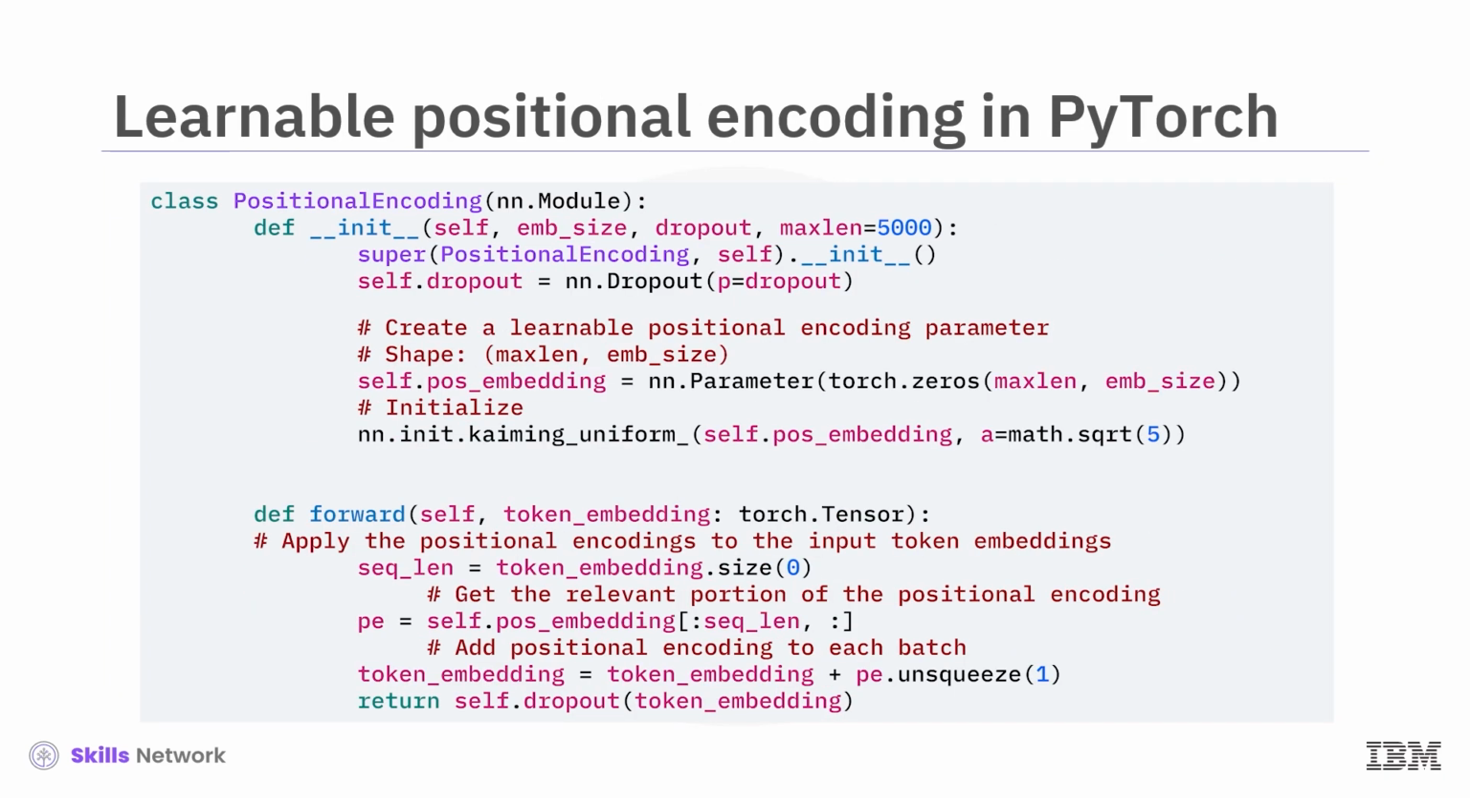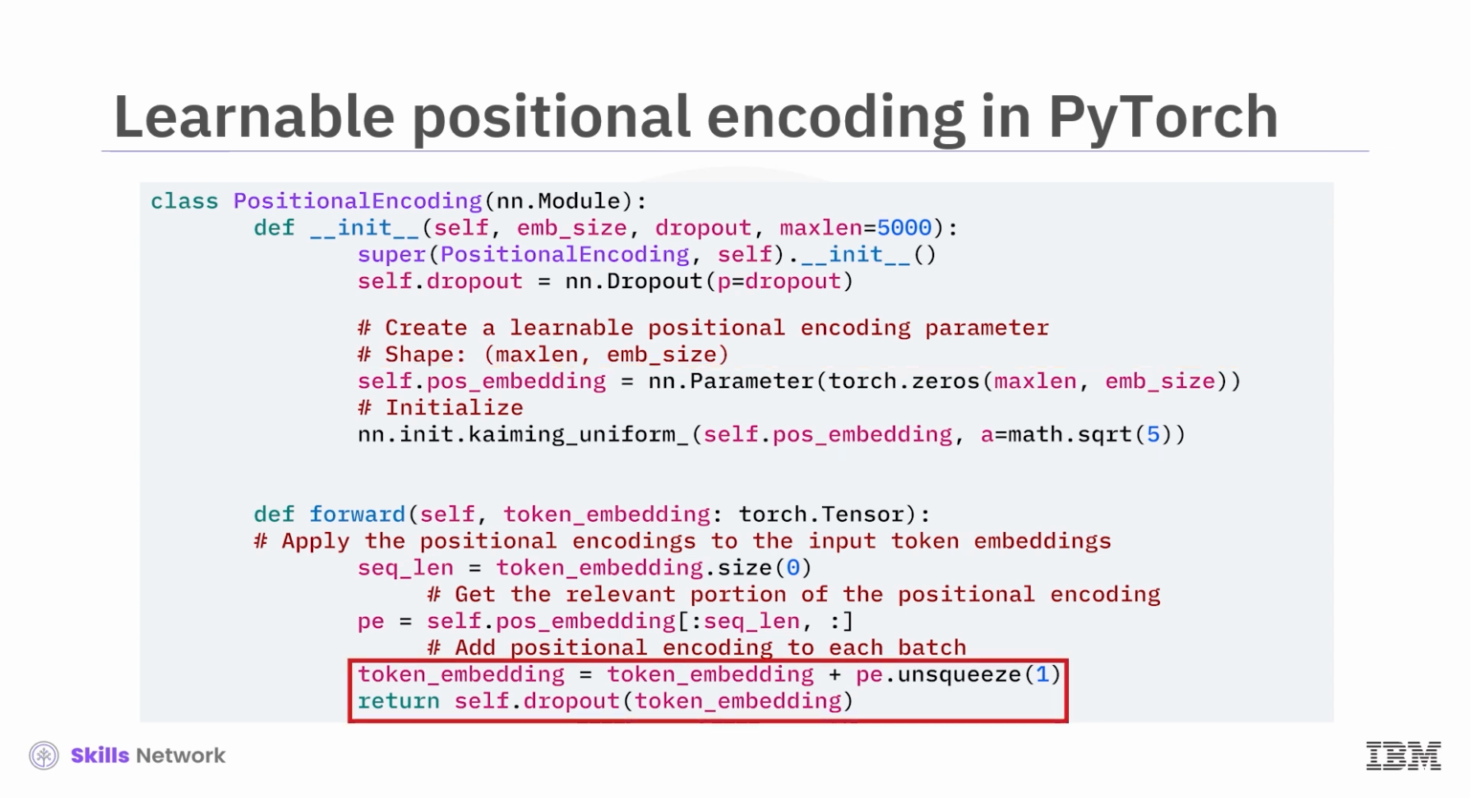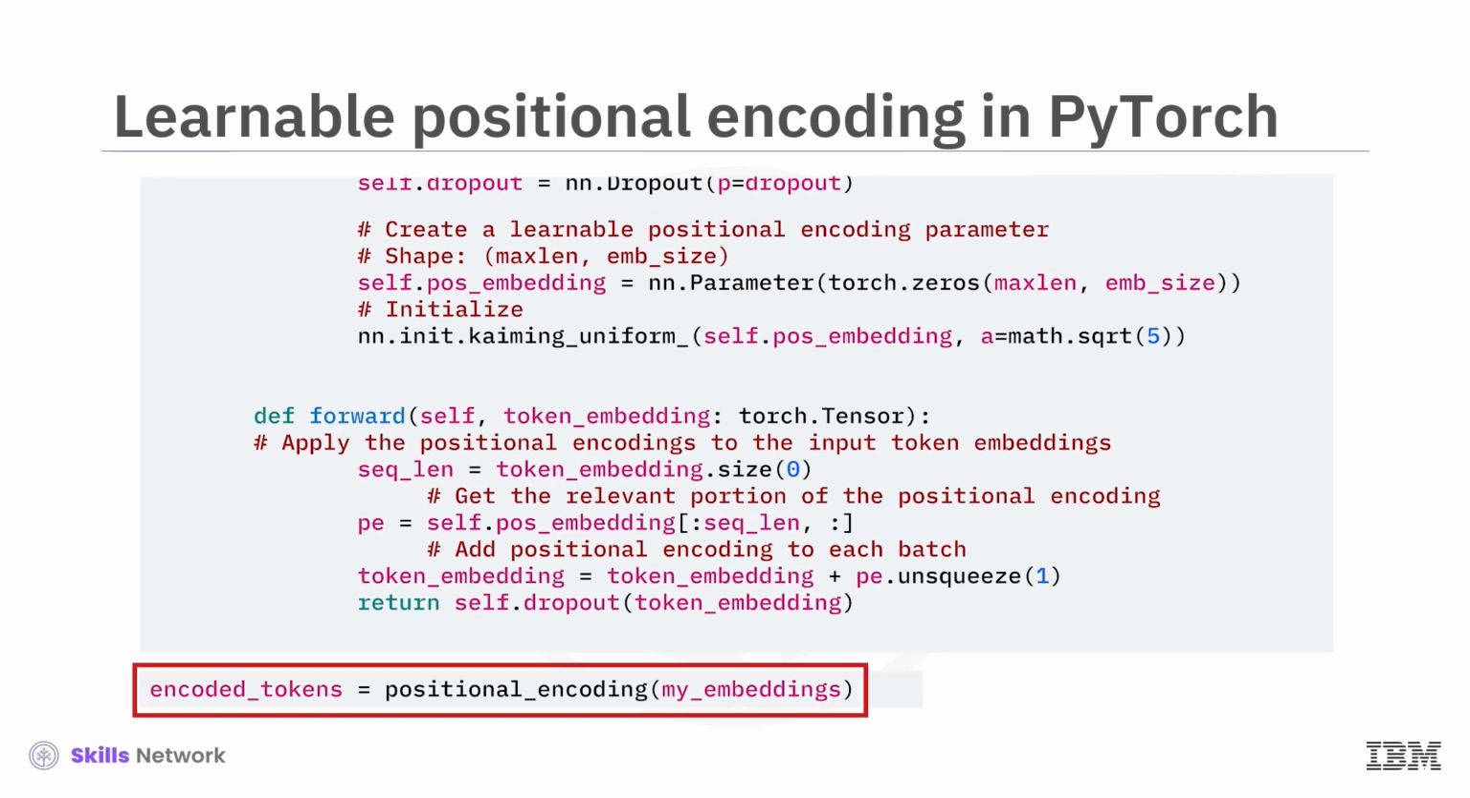You define a module with learnable parameters for positional encoding. An nn.Parameter tensor is instantiated with the desired shape. This positional encoding is then integrated with the embeddings. You can also apply dropout as a regularization strategy to reduce the risk of overfitting. Finally, the module applies these positional encodings to obtain the final encoded tokens.